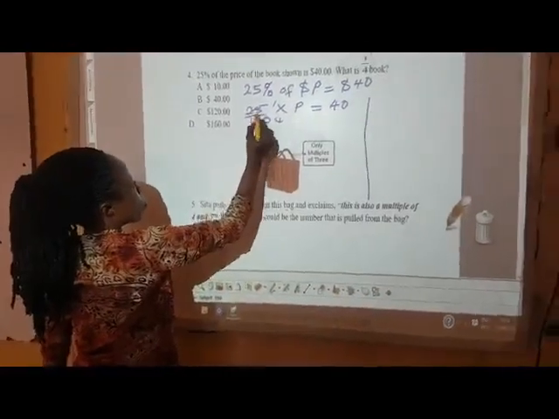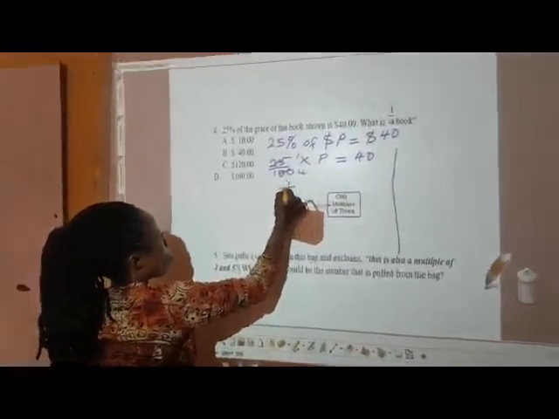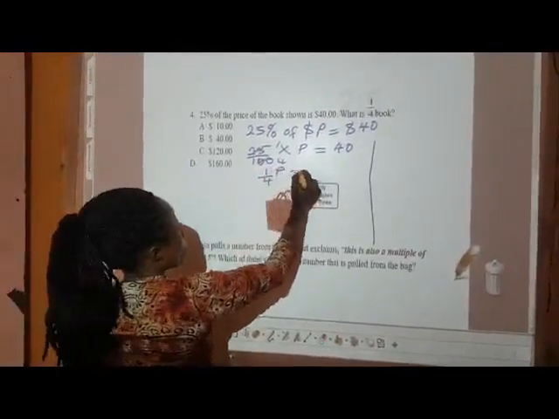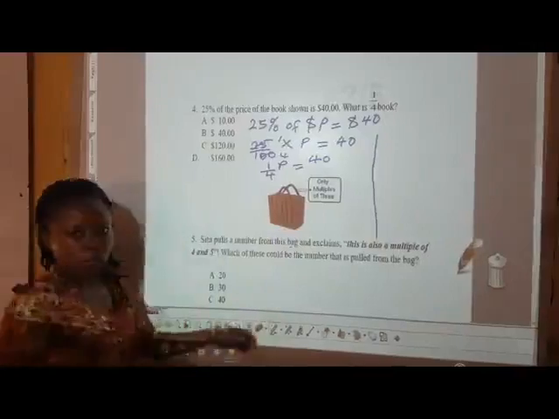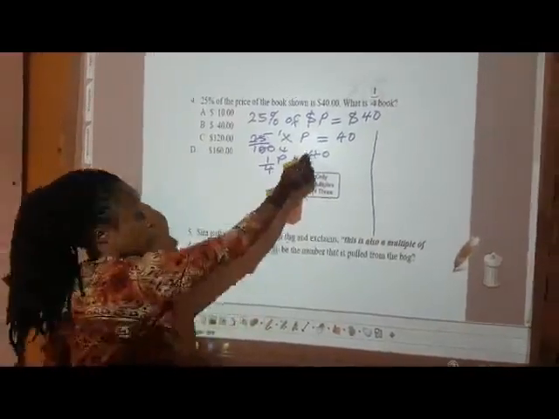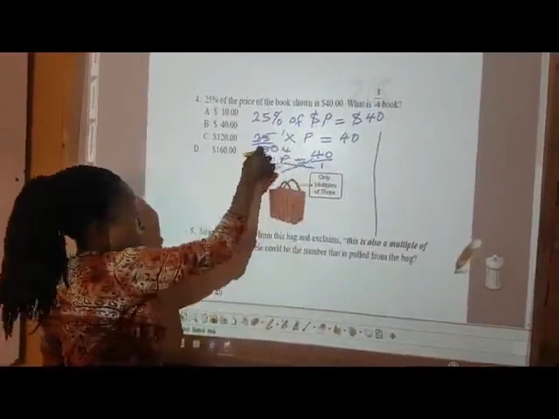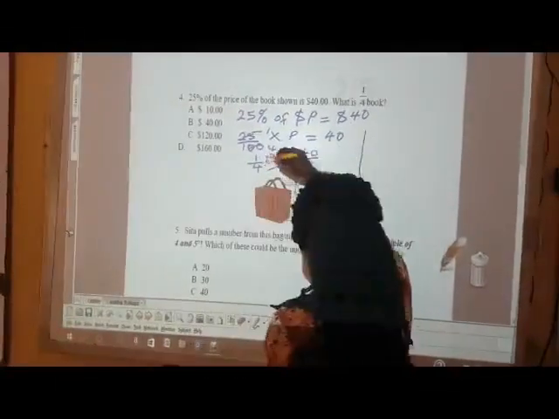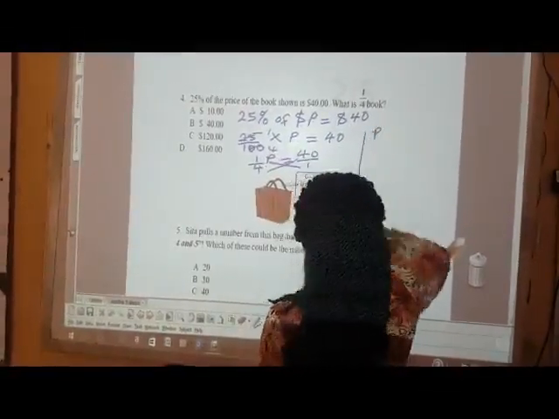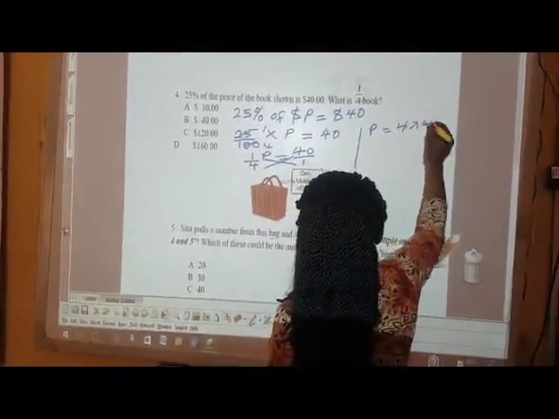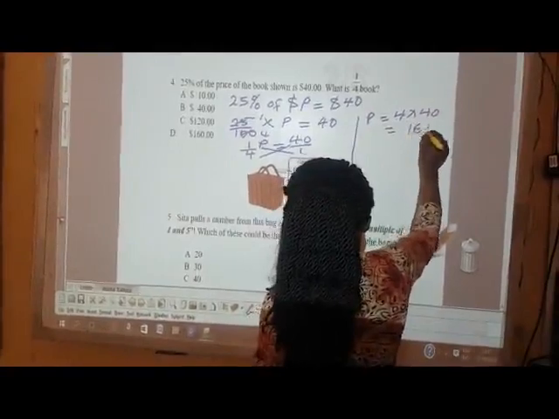Okay. You have 1/4 times P. That's 1/4 P is equal to 40. You make it a fraction: make the 40 a fraction, that's 40/1. Then you cross multiply. 1 times P is P. Then 4 times 40 is equal to 160.